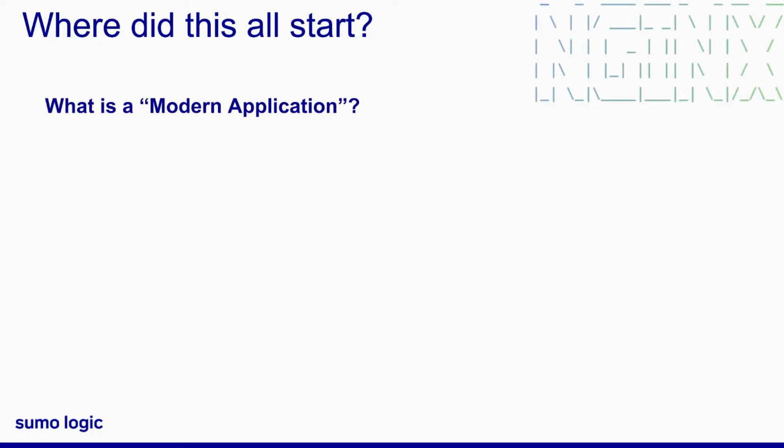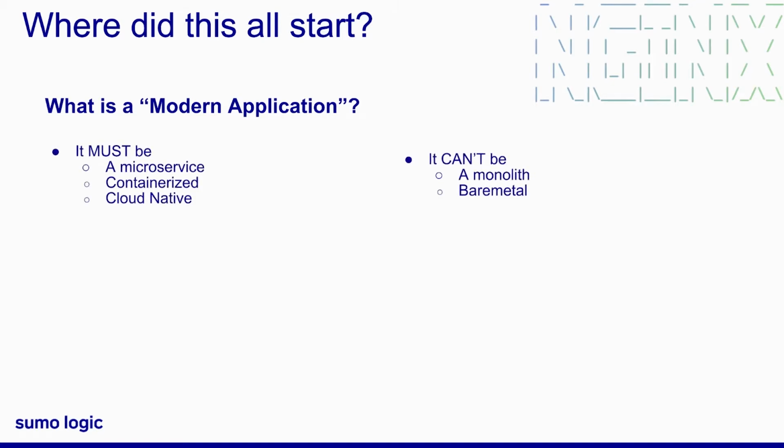I'm sure "modern application" is a buzzword that gets thrown around all the time. This all started from somebody who just kept asking us, what is a modern application? And when people would answer, they usually had this list of things: it must be a microservice, or containerized, or cloud native. And God, it can't be a monolith, it can't be bare metal. But when you actually start peeling apart the different parts of a modern application, those aren't necessarily true. You can operate a monolith in a modern architectural way.